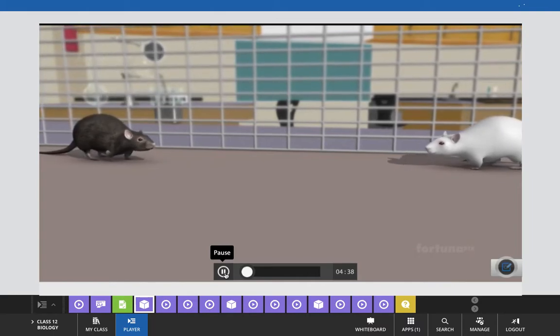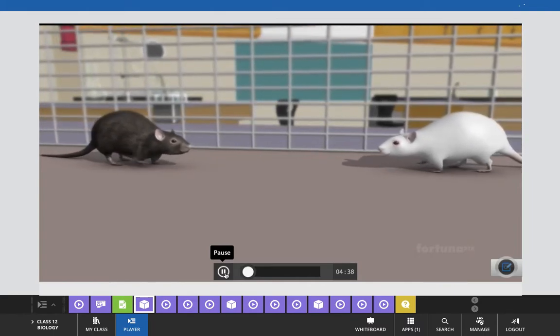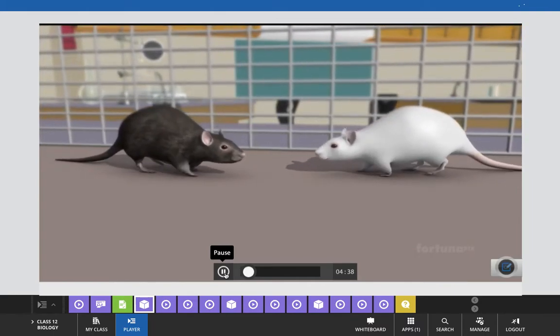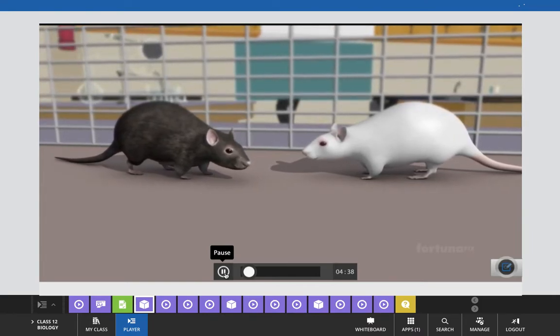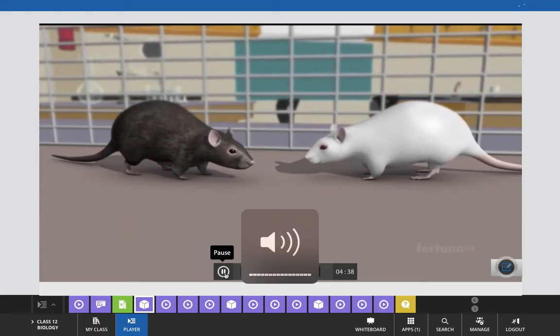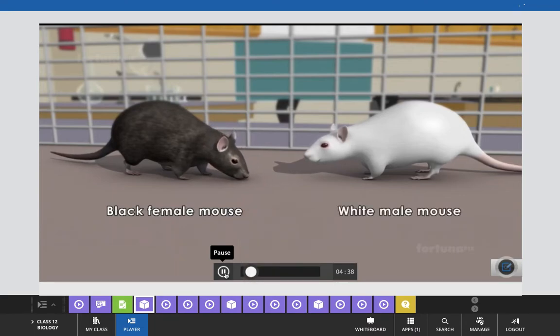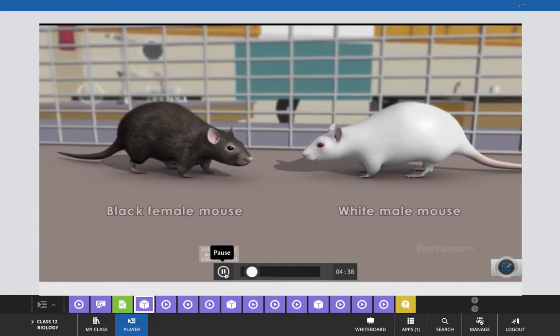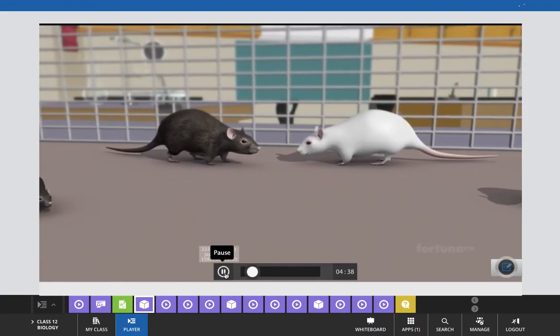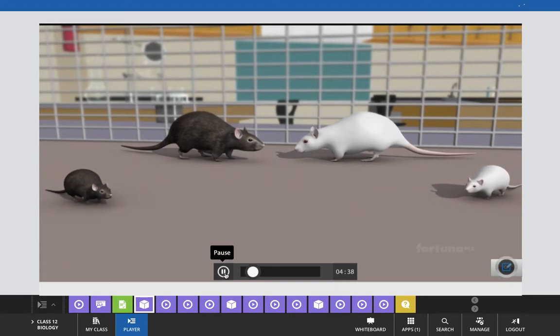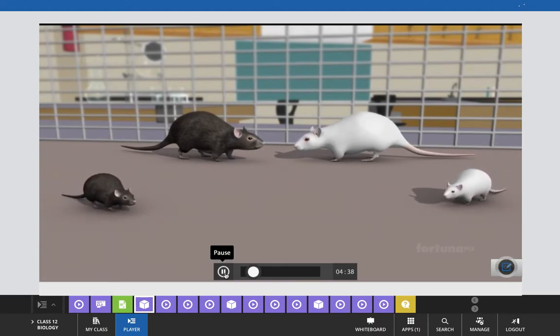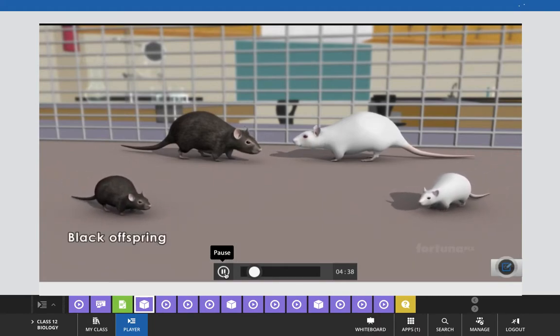For a moment, let's consider the black and white mice that can be found in many laboratory settings. Suppose that a black female mouse was crossed with a white male mouse. What would be the color of their offspring? According to Mendel's principles, we can estimate that a certain percentage will be black and the remaining will be white.